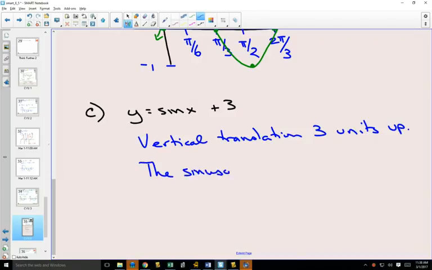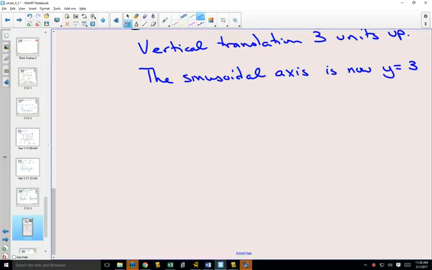The middle, which is called the average or the center line or the sinusoidal axis, it started at y equals 0. It was a horizontal line at y equals 0. Now it's going to be up 3, so it's going to be a horizontal line at y equals 3. So what does this look like?